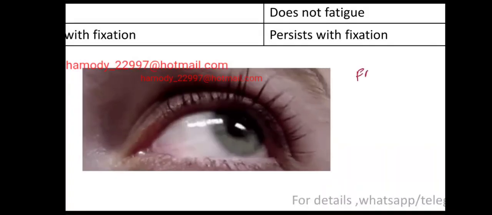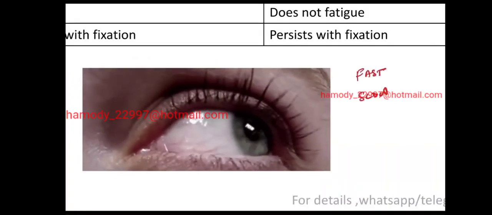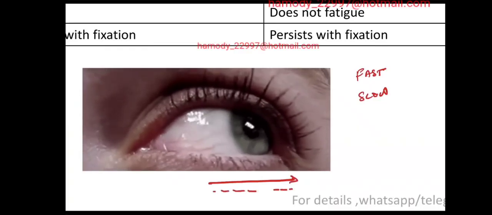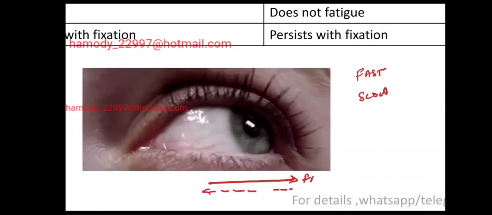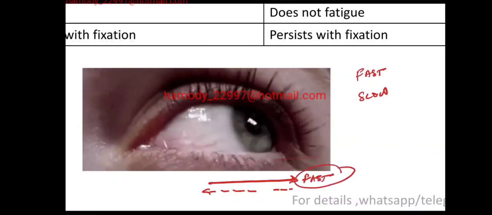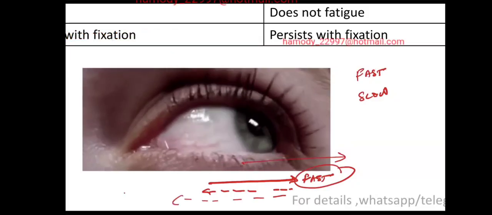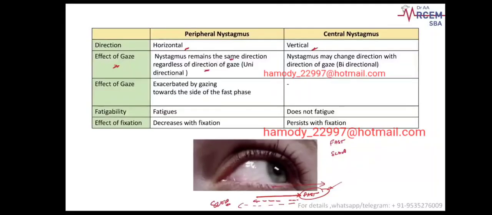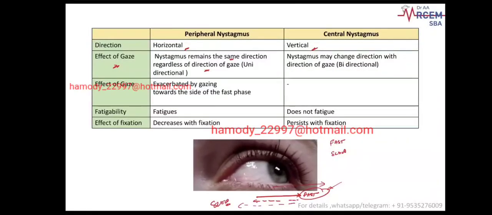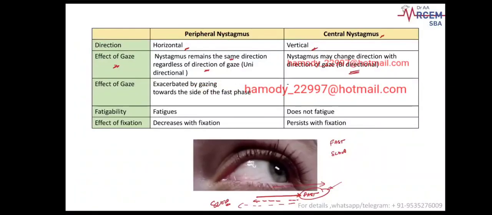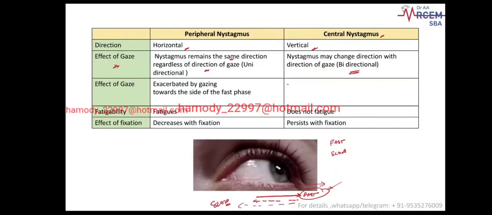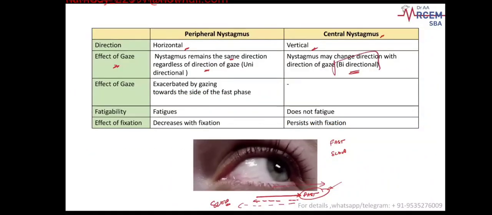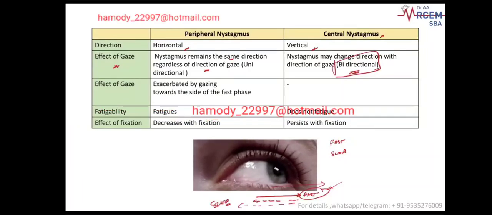Two things you need to understand in nystagmus. One is fast phase, another one is slow phase. You can see here in the image, it goes rapidly this side and slowly it is going back to the other side. Rapidly where it is going, that is known as fast phase. So the fast phase is towards this direction. Slow phase is in this direction. So the fast phase direction will not change, doesn't matter where he is looking in peripheral vertigo, but it can change in central vertigo. That's why it is known as bidirectional. If you're looking on the left side, the fast phase might be on the right side. If you're looking on the right side, the fast phase might be on the left side. So it is changing. This is known as bidirectional. That is not seen in peripheral vertigo.